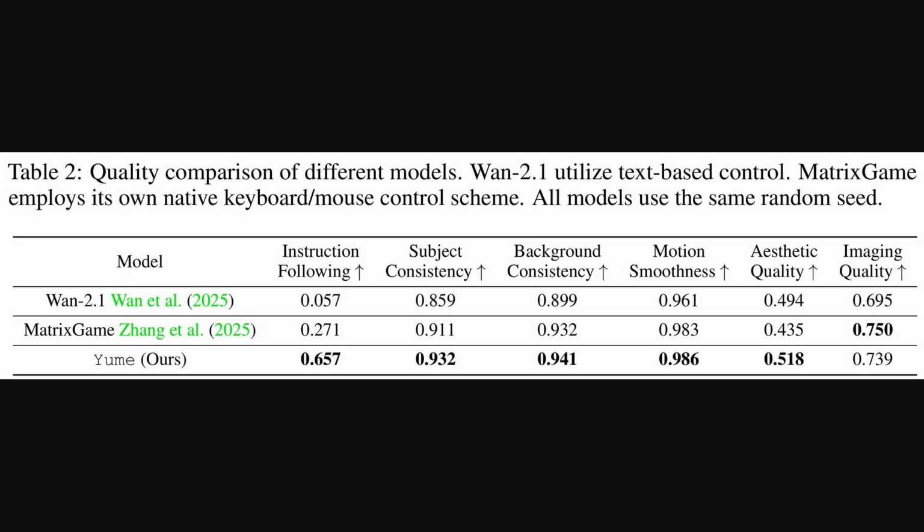Moving to the results. This table really highlights how well that all comes together. It compares Yume against other top models like WAN 2.1 and Matrix Game across several quality metrics. The most important one here is instruction following, which measures if the video actually moves in the direction you command. You can see Yume scores a 0.657, which just blows the others out of the water. It also leads in subject consistency, background consistency, and motion smoothness, proving it's not just more controllable, but also produces higher quality, more stable video.